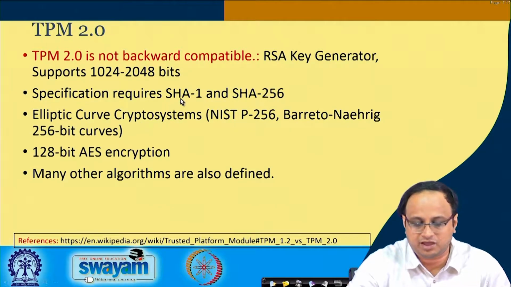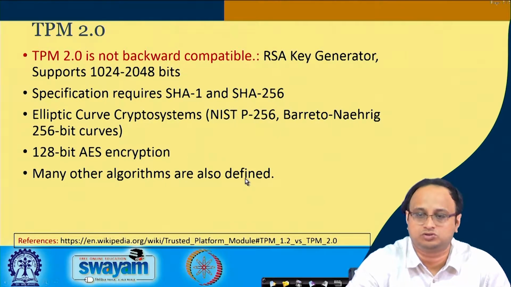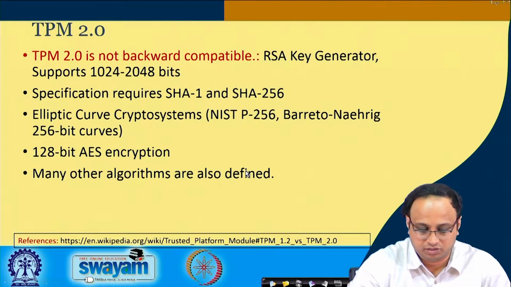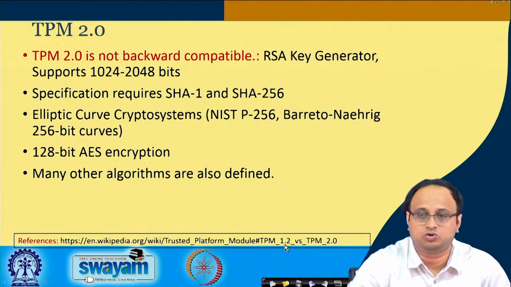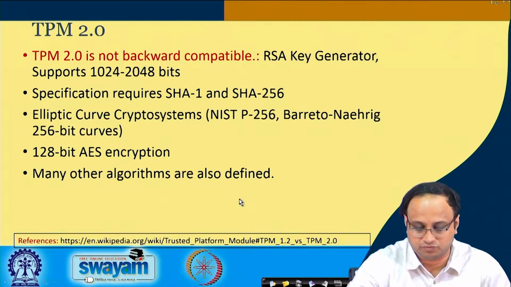Then SHA-1 is of course there, and it has also been extended to SHA-256, which is an improved, modern hash function. There is also support for 128-bit AES encryption, and along with this there are several other algorithms defined in the specifications of TPM 2.0. Here is a reference from Wikipedia, if you are interested, on how TPM 1.2 compares with TPM 2.0.